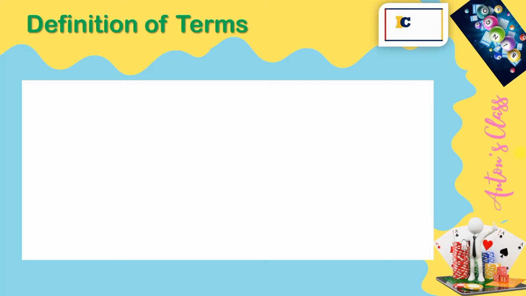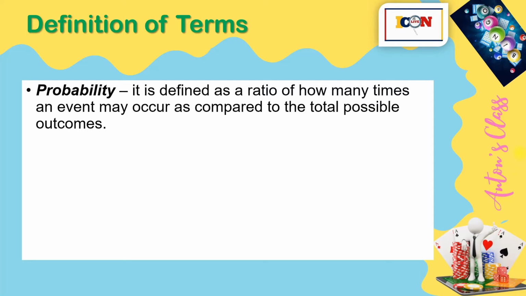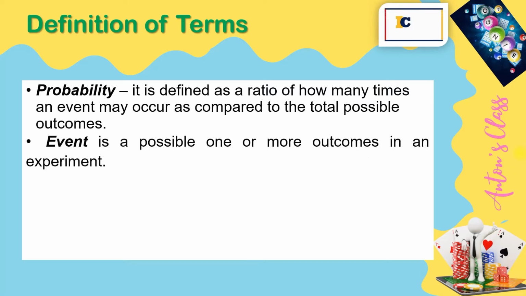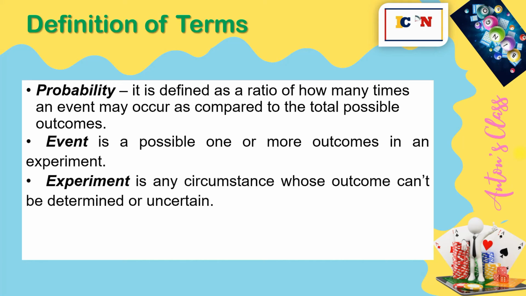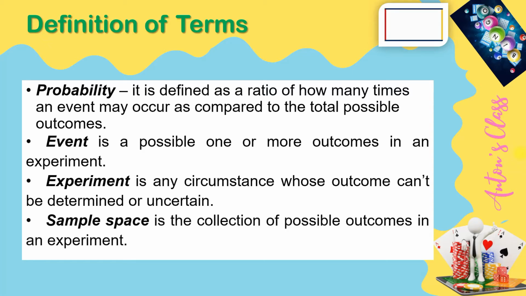Now for the definition of terms. Probability is defined as a ratio of how many times an event may occur as compared to the total possible outcomes. Event is a possible one or more outcomes in an experiment. Experiment is any circumstance whose outcome can't be determined or is uncertain. And sample space is the collection of possible outcomes in an experiment.